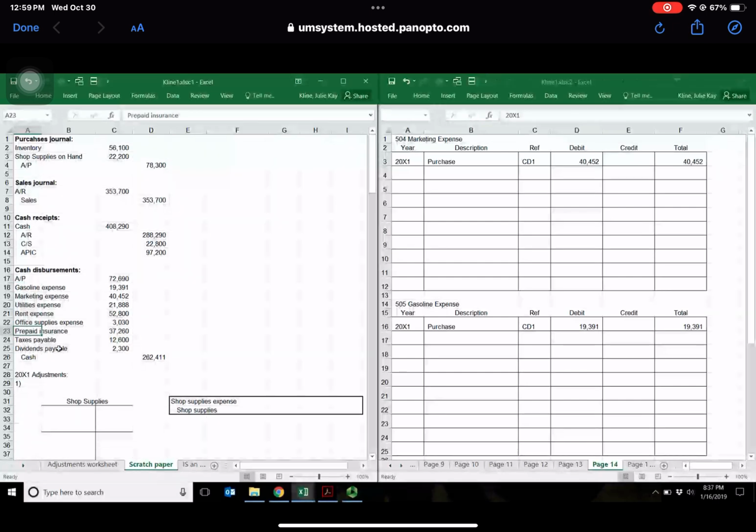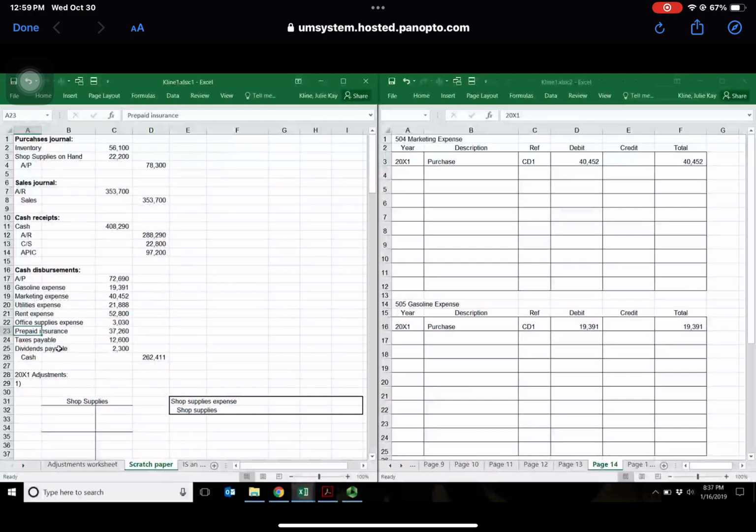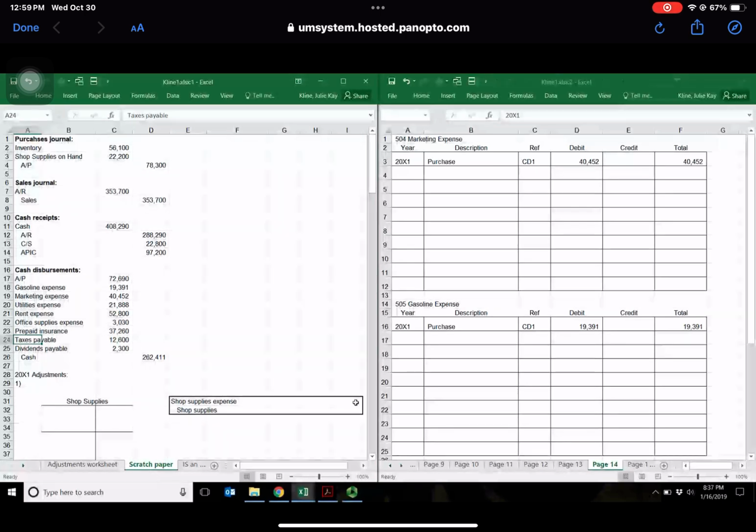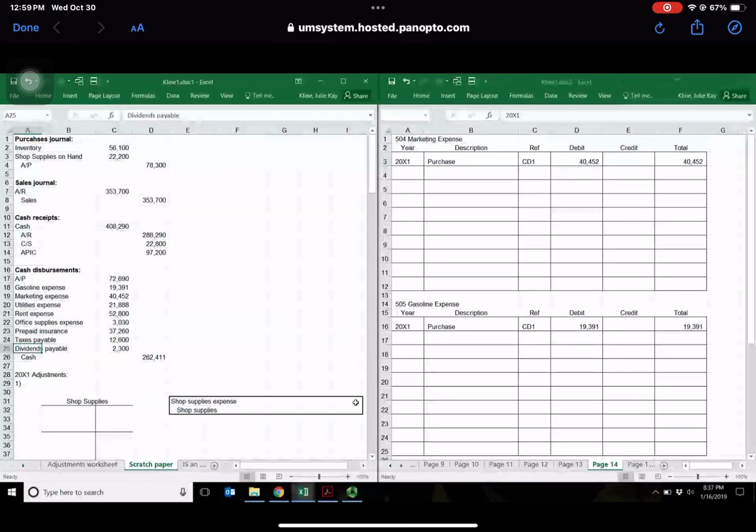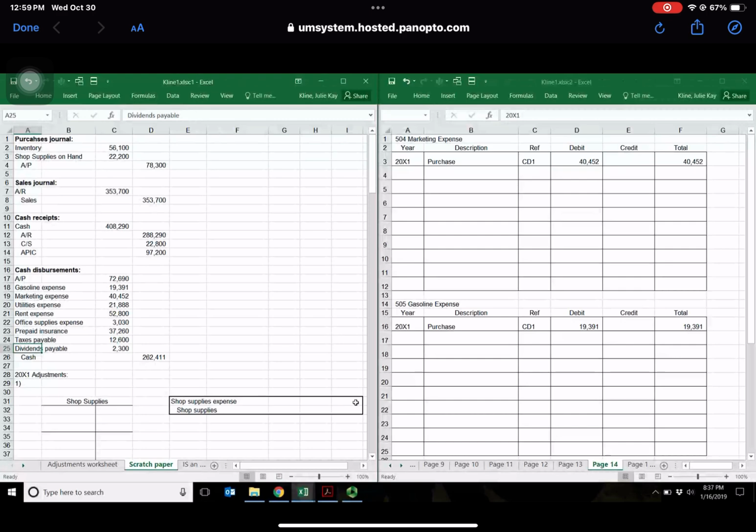I will note that prepaid insurance is an asset account. So you're going to want to go find that in the asset accounts. And taxes payable is an interesting one. So this is essentially a prepayment on taxes. We have a debit to taxes payable, and that's where the account is going to be as we move forward through this project. And then we have a debit to dividends payable. So we've paid all of these things. So make sure you get all those posted, and then that will be the final journal to post.